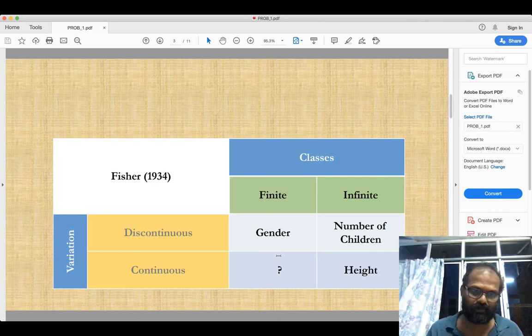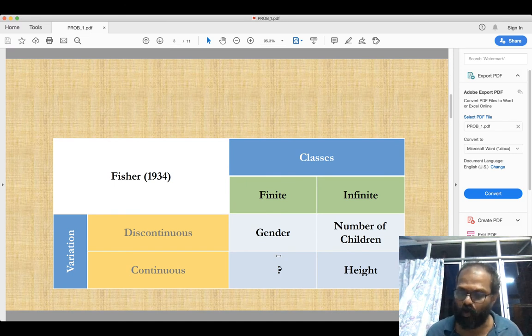Now we juxtapose variation with classes. What we get from this juxtaposition? With respect to variation, look at the dimension discontinuous. And it can be clubbed with classes. So combinations like finite and discontinuous, discontinuous variation and finite classes, is something like your measurement is discontinuous in nature.